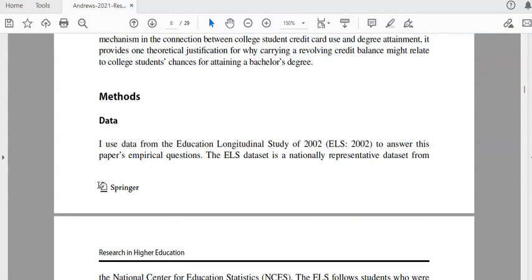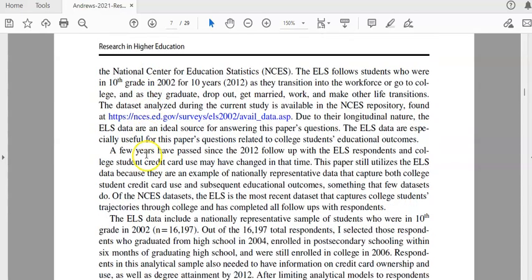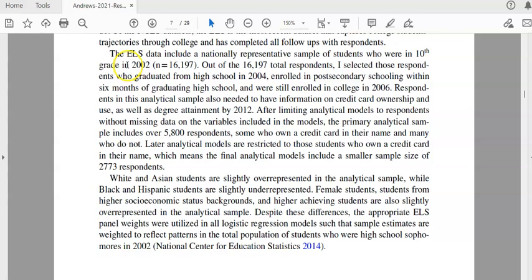After describing the current study, quantitative articles always go into methods, which include what data were used, in this case the Education Longitudinal Study from the National Center for Education Statistics. It will describe sample size, which includes, here are the total possible respondents. The author refined the sample down into a smaller sample size, which ultimately landed here, 2,773.